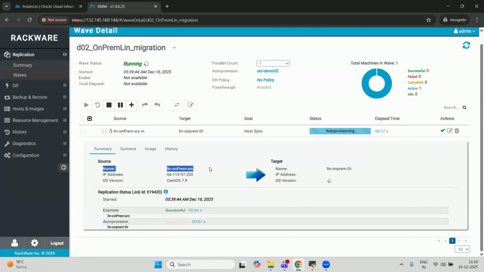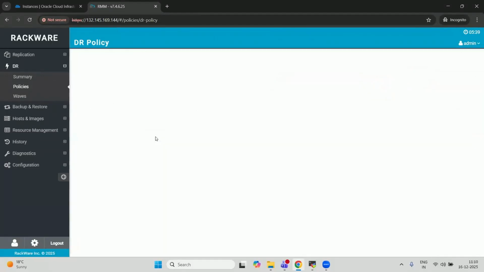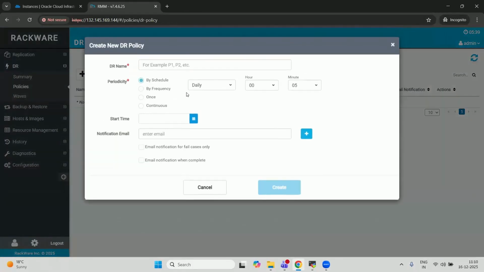Now, while this is in progress, let me also show how you can configure the disaster recovery policies. Under DR policies, you can create DR frequencies, or basically the periodicity with which you would want to perform the delta syncs. RMM syncs are asynchronous. The periodicity that you specify here is what will drive the intervals for the delta syncs and eventually your RPOs and RTOs.